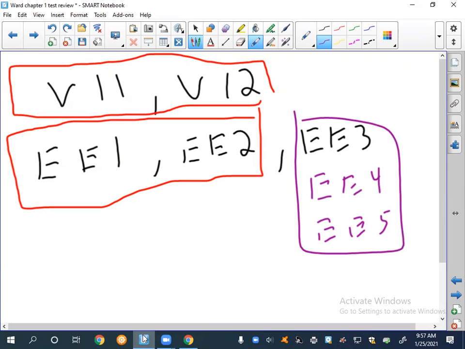So if you get a 60, it's a zero. Even if you got a 60 on just V11, it is a zero. So you have to have at least a 70 on both V11 and V12 to get a grade that's not a zero. Do we understand that? Okay. E1 and 2 are also a grade combined.